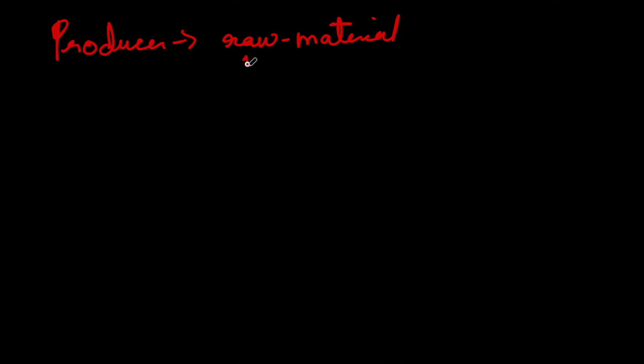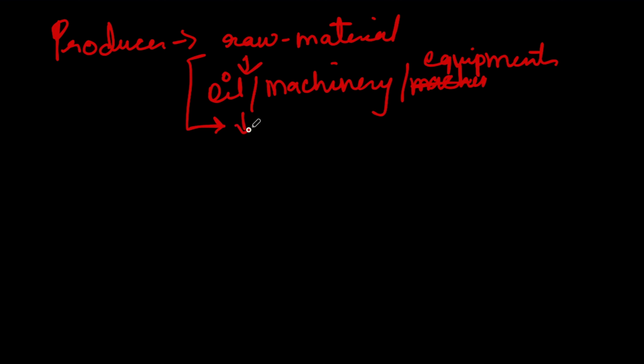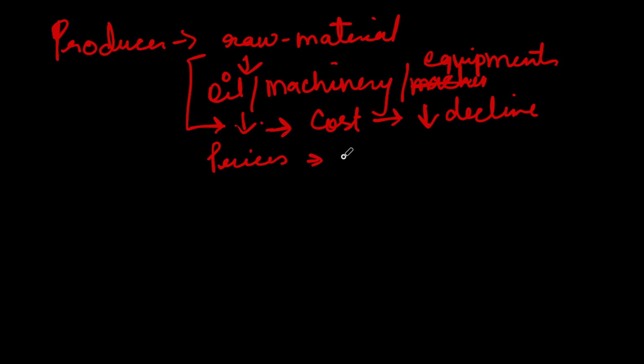If a producer is getting any raw material at cheap prices, in this case it can be oil, it can be machinery, it can be equipment, and gets raw material at very cheap rates, what will happen to the cost of making the product? The cost of the product will also decline. And if the cost of the product declines, prices in the market for goods and services will also decline, which means it will make goods affordable.